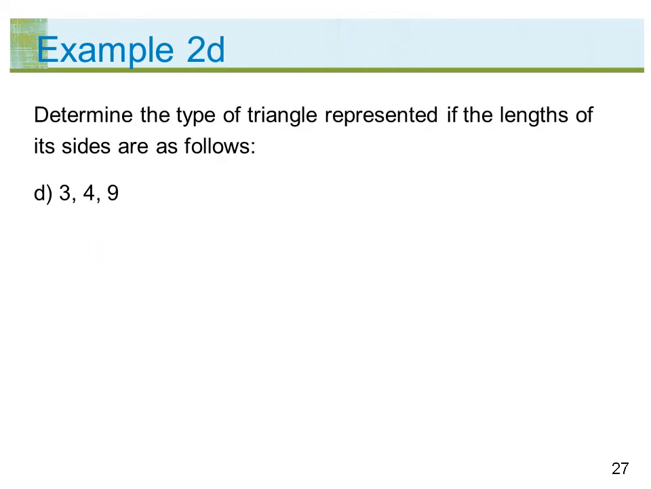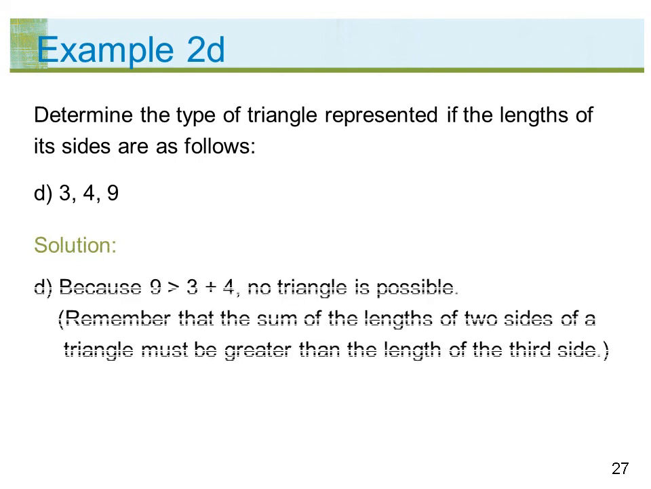Determine the type of triangle represented if the lengths of its sides are as follows. D: 3, 4, 9. Solution: Because 9 is greater than 3 plus 4, no triangle is possible. Remember that the sum of the lengths of two sides of a triangle must be greater than the length of the third side. No triangle is possible.